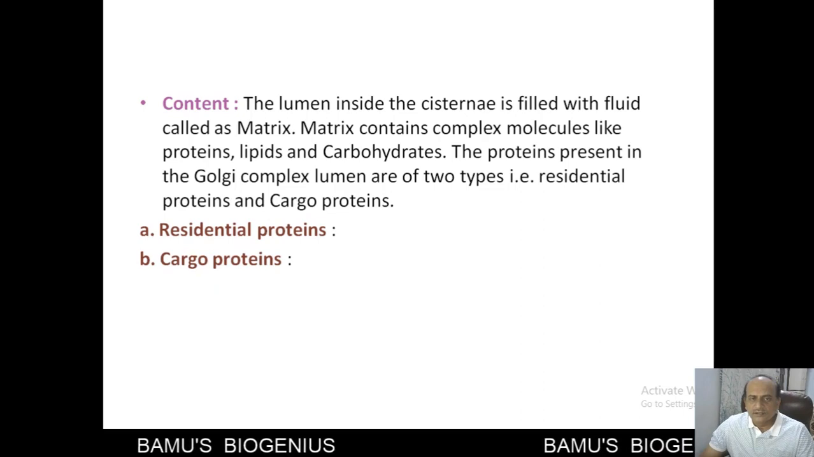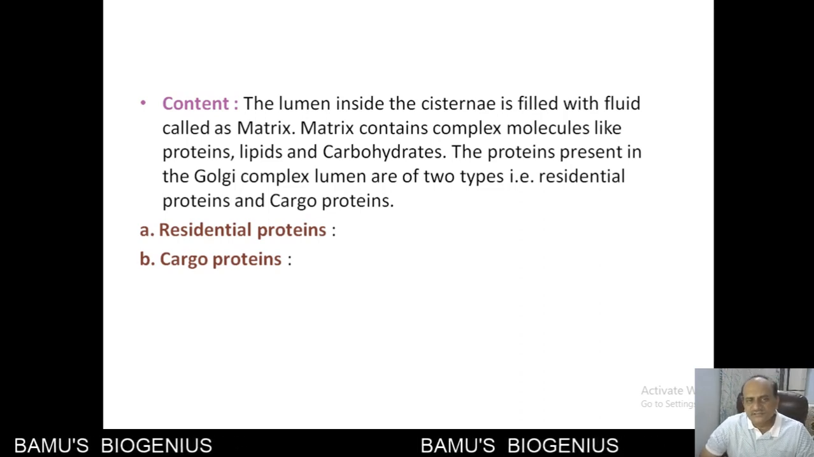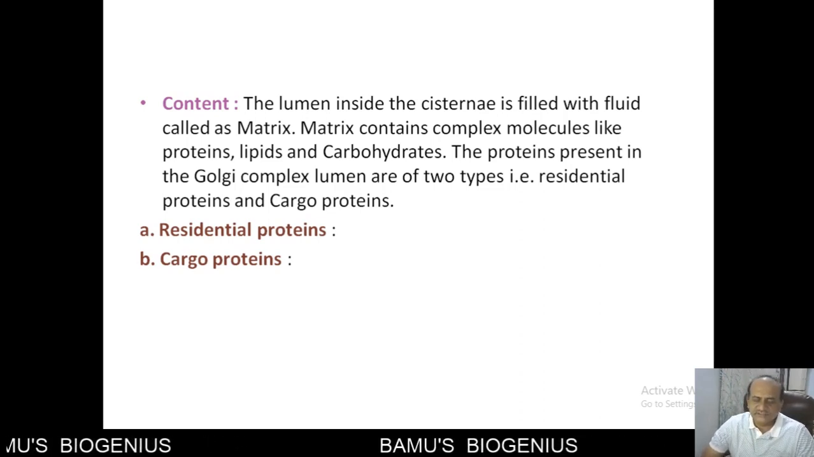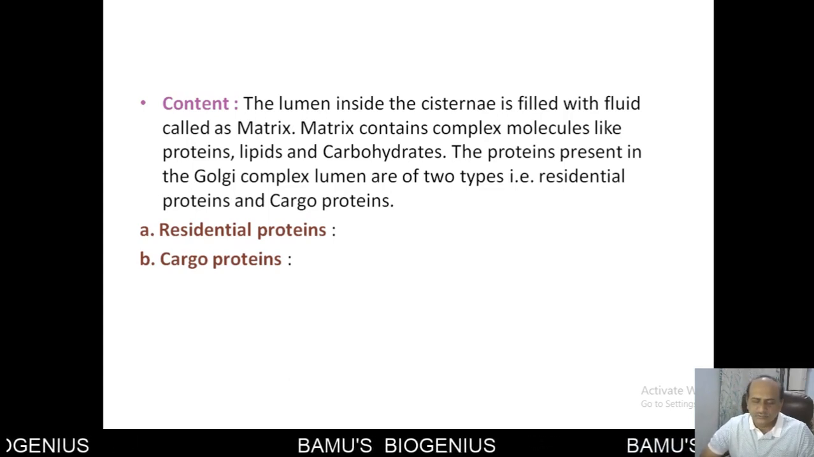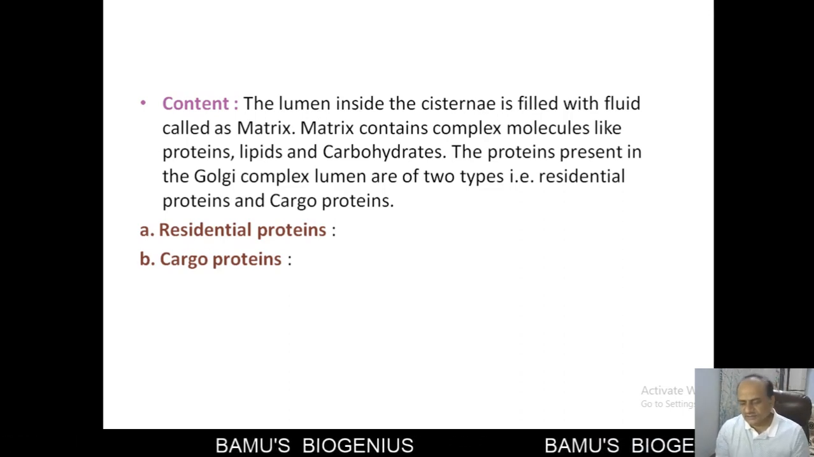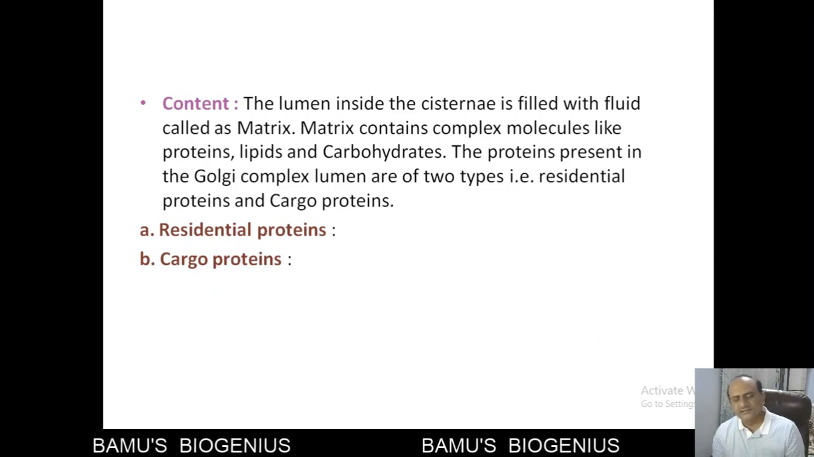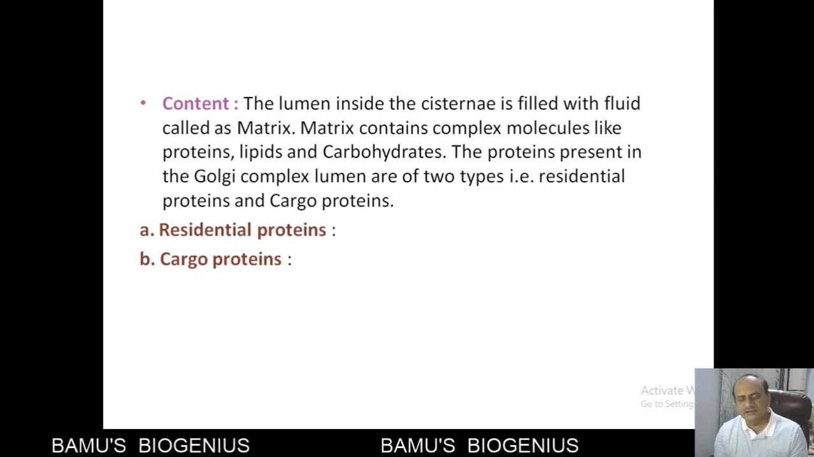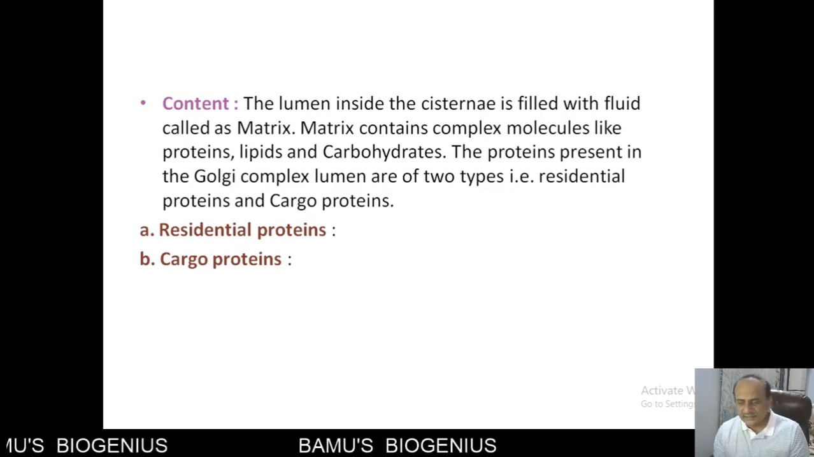Now out of these proteins, lipids and carbohydrates, the proteins are very important, and there are two types of proteins present in this Golgi complex. One is called as a residential proteins and another is called as a cargo protein. Now, why is such a kind of a name given to the proteins? That is because proteins which are resident of that particular Golgi complex are called as residential proteins, and those are in the travel.